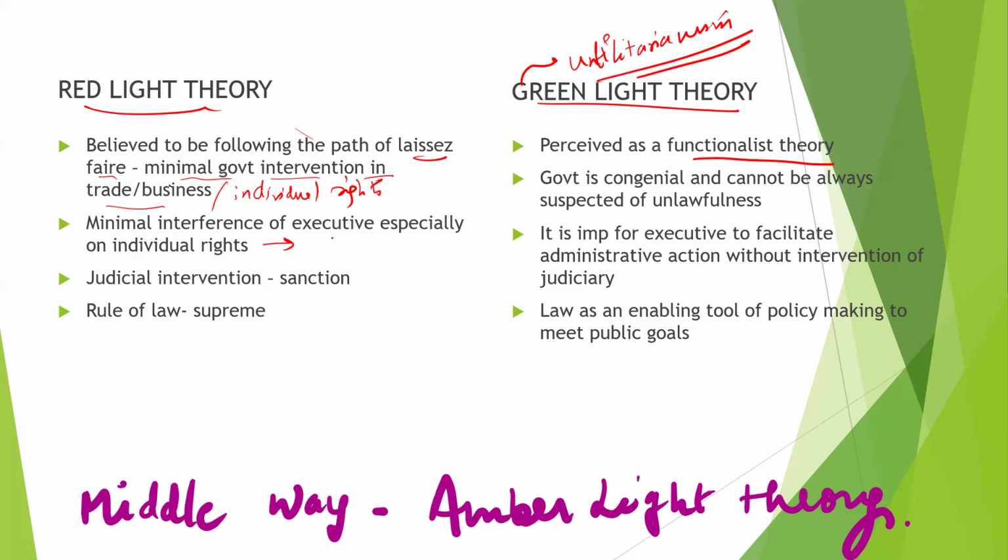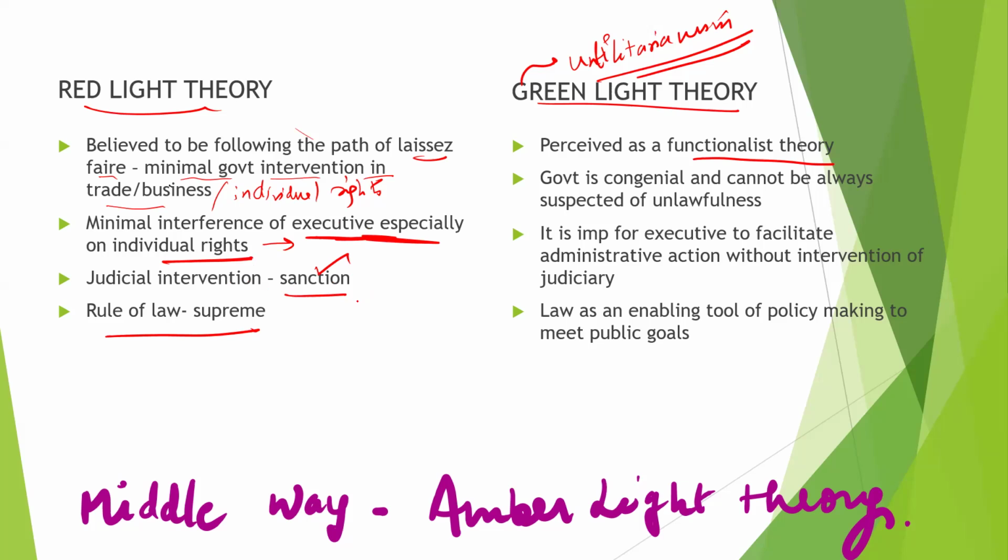Now, it says that executive should not interfere much in the individual rights. Whatever the law says is supreme, and if executive goes beyond the law in the name of administrative action, then judicial intervention will operate as the sanction.